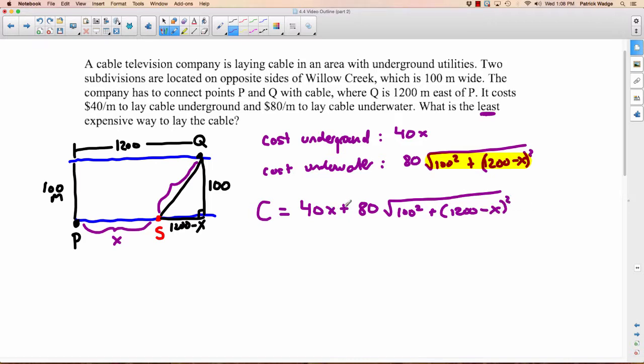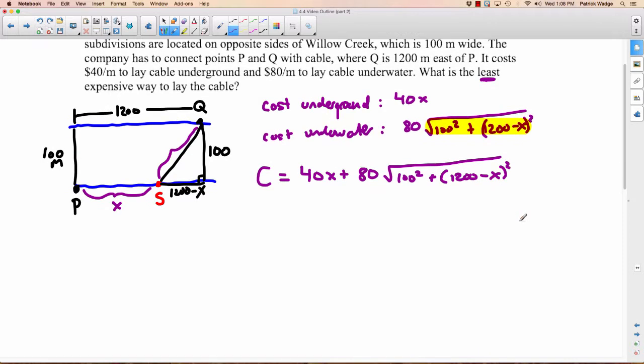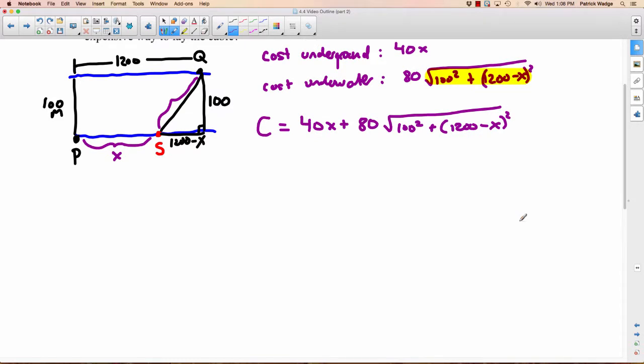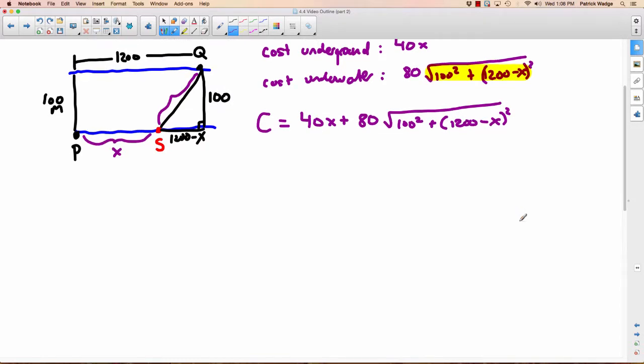And now we need to make sure we only have one variable over here. And we do. We have x, and that's it. Great. Wow, isn't this easy? No, wait till you see the derivative and all the simplifying you have to do. It's actually quite amazing. But before we do that, let's figure out the domain.